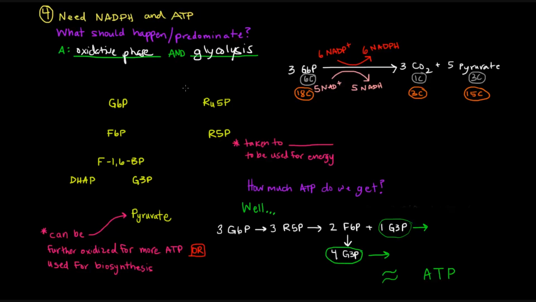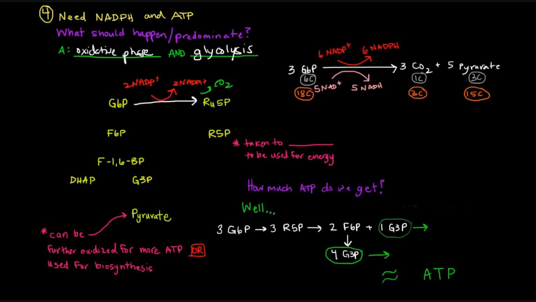Okay, so the oxidative phase is, of course, turning glucose 6-phosphate into ribulose 5-phosphate, and then we'll get 2 NADPHs out of this, and then 2 NADP pluses go in. And then, of course, we get some carbon dioxide out of there too. Okay, so that's the oxidative phase, and we want glycolysis to occur.